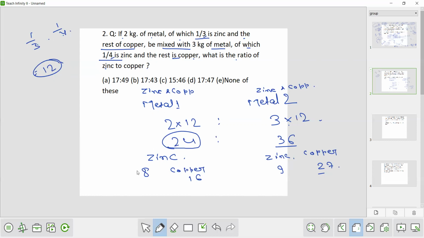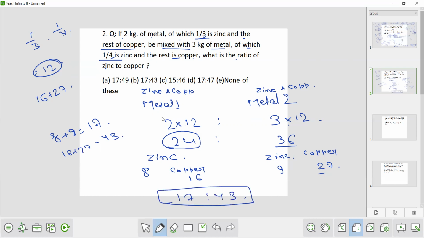What is the total quantity of zinc? 8 plus 9, that is 17. What is the total quantity of copper? 16 plus 27, that is 43. So zinc to copper is in the ratio 17 is to 43. That is option B.